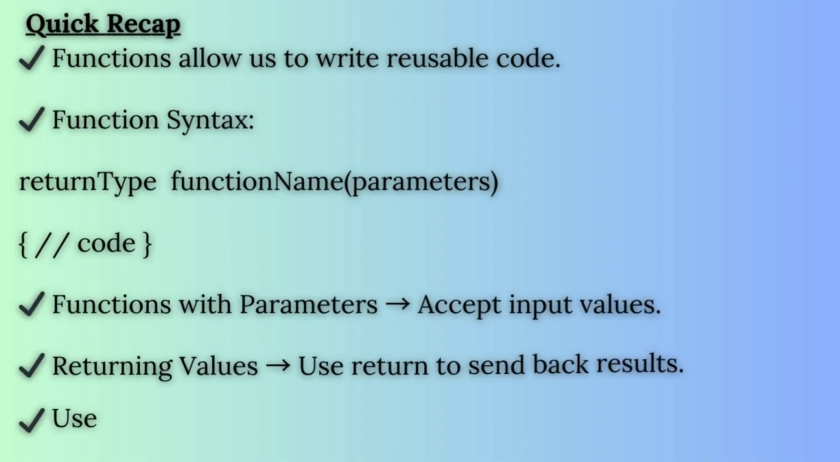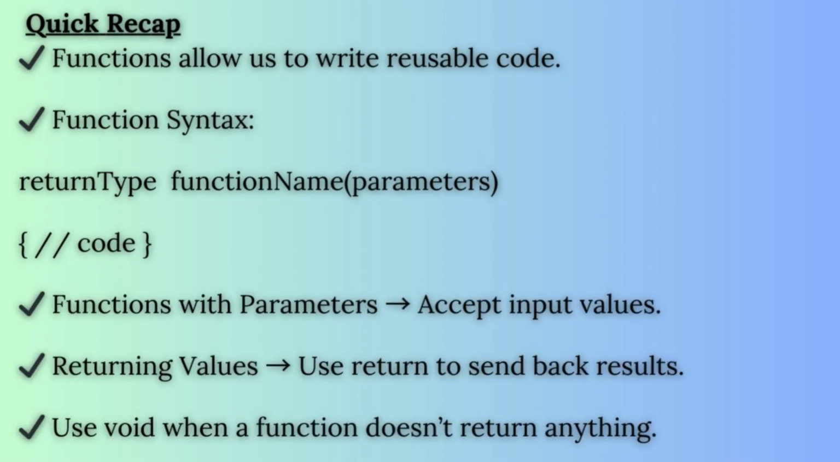Functions are a powerful way to make our code more efficient and reusable. Instead of repeating the same code, we define a function once and call it whenever needed. We can also pass parameters to functions to provide input values, making them more dynamic. If a function needs to return a result, we use the return keyword and specify a return type. However, if a function doesn't return anything, we use void as the return type. By using functions, we can write cleaner, more organized, and easy to manage code.